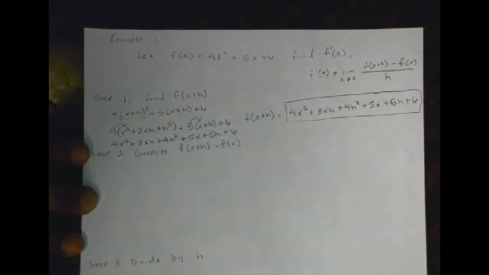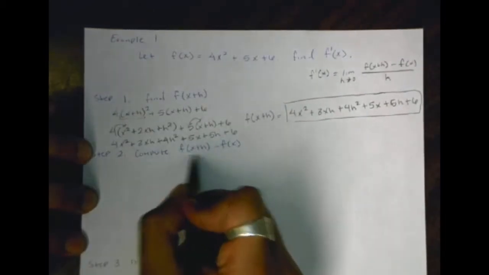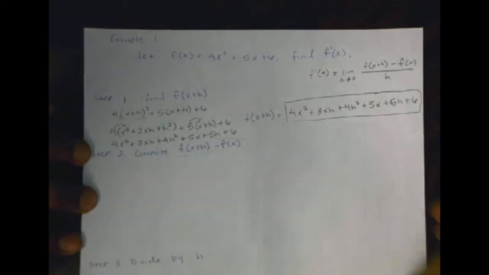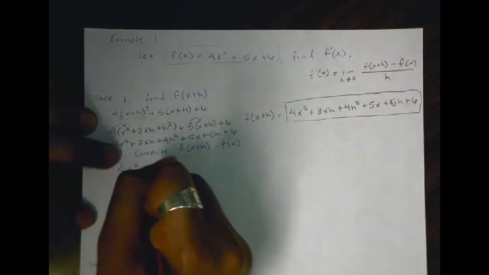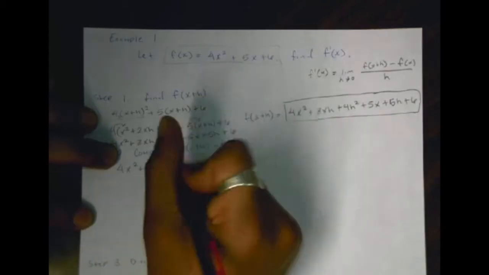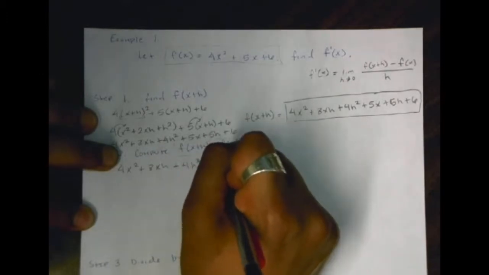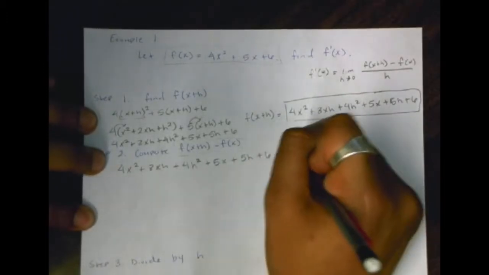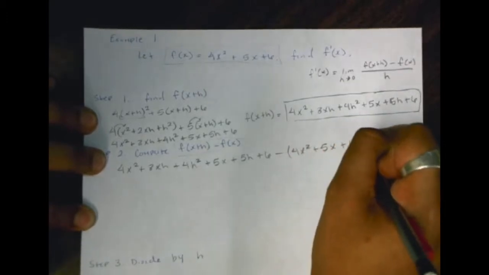Knowing that, I can do the computation and plug these two functions back into this equation. So let's find f of x plus h minus f of x. I already know f of x; they gave me that up here. That's a given. So I'll find 4x squared plus 8xh plus 4h squared plus 5x plus 5h plus 6 minus (4x squared plus 5x plus 6).